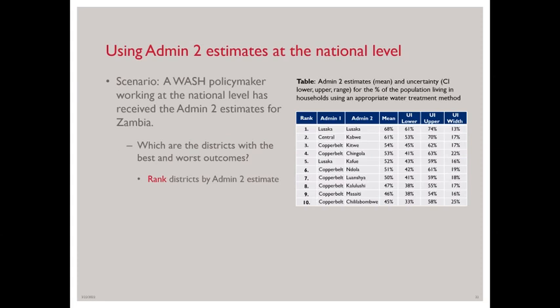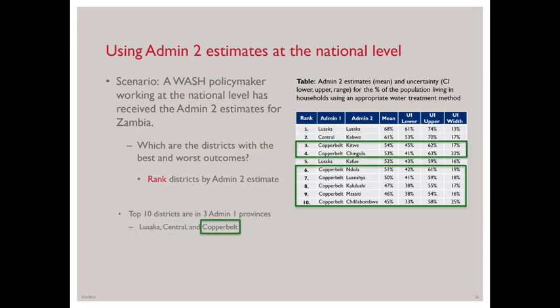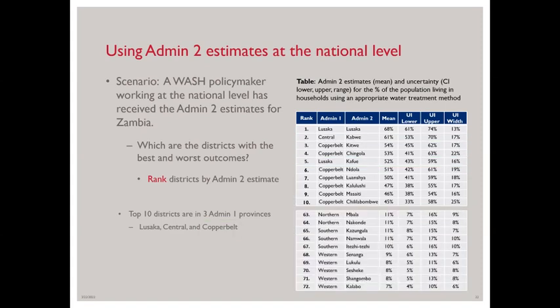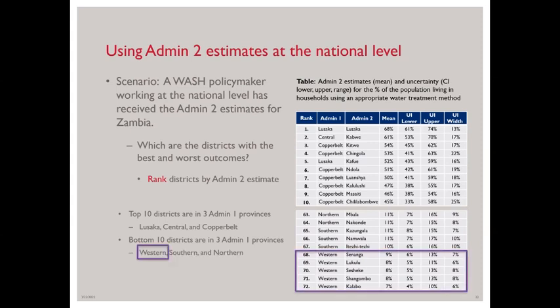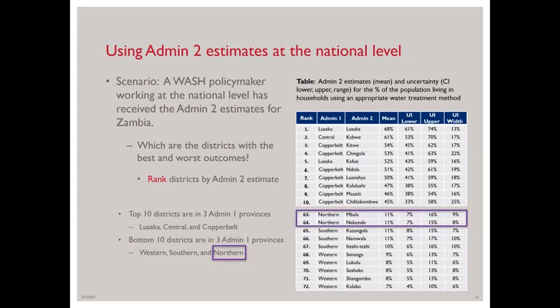On the table on the right, we have the top 10 districts for Zambia. And we can note that they're in 3 different admin one provinces. 2 are in Lusaka province, 1 is in Central province, and 7 are in Copperbelt province. Similarly, when we look at the bottom 10 districts, we note they're also in 3 admin one provinces. 5 are in Western province, 3 are in Southern province, and 2 are in Northern province.